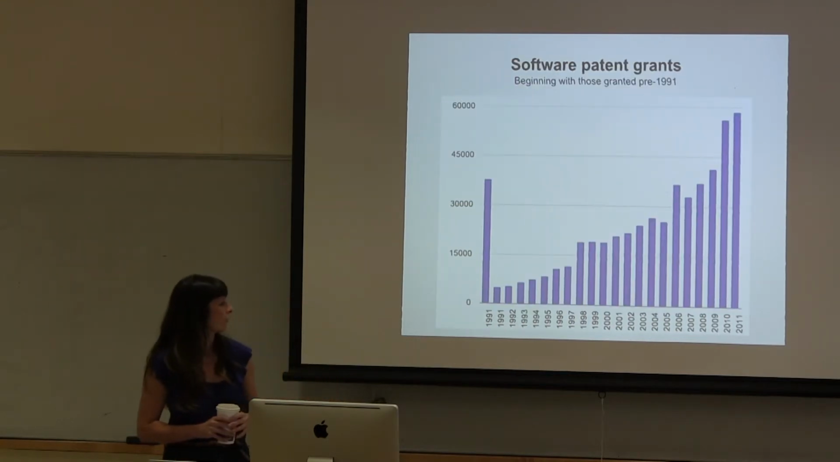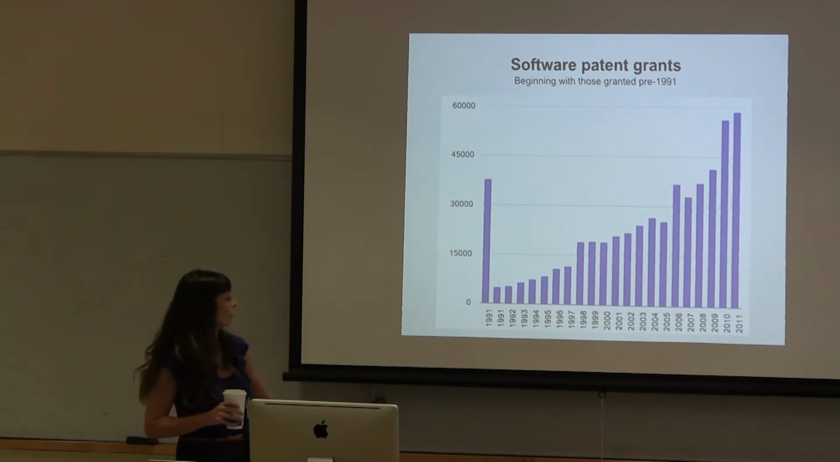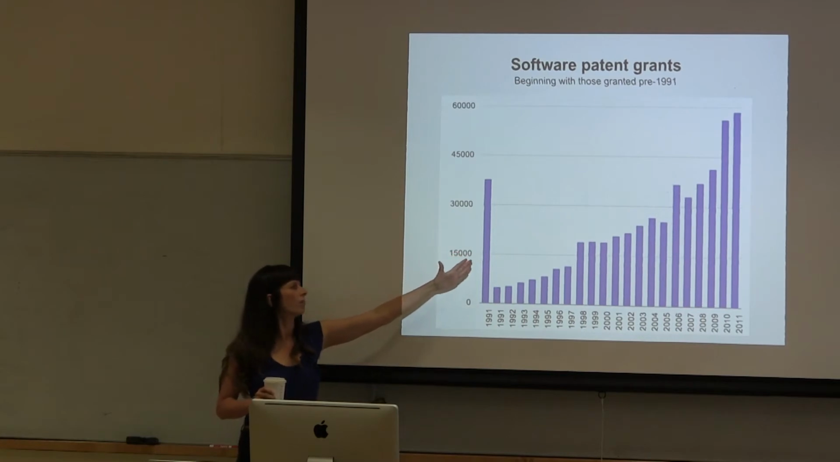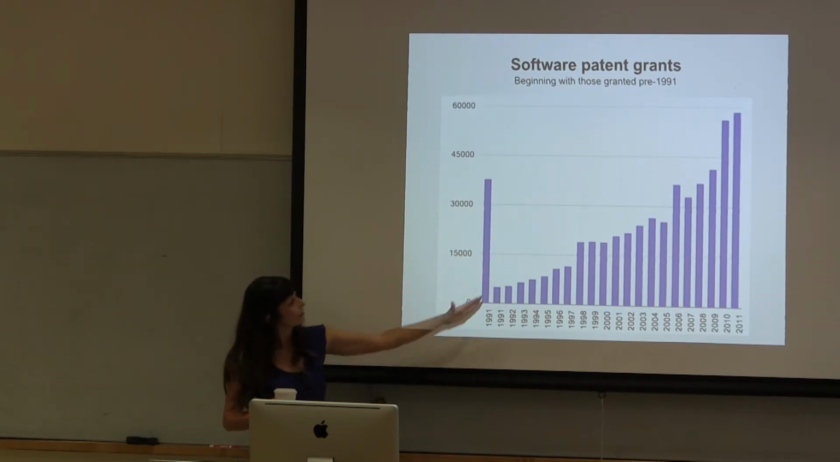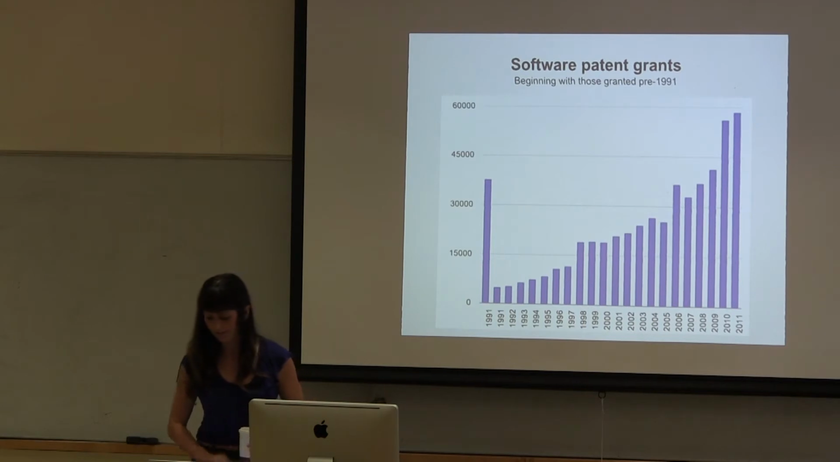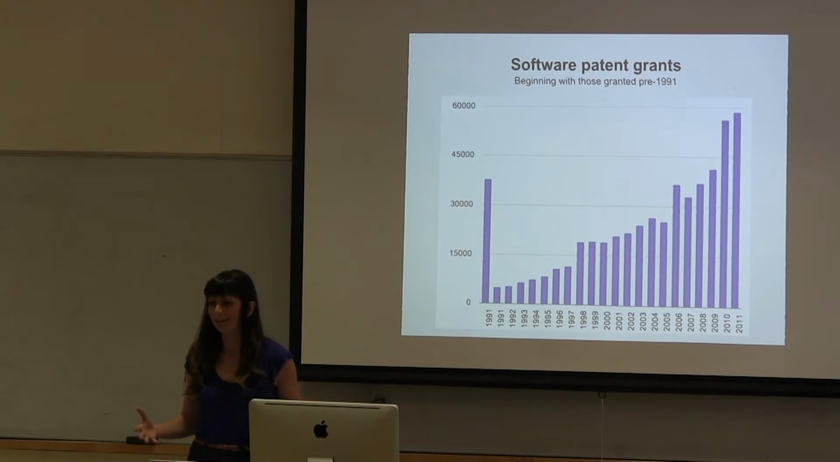And if we go to software, we can see that it's also increasing in the amount of patents that are getting awarded. This just demonstrates the amount of software patents that were awarded pre-1991. But for the most part, we have this very steep increase in software patent grants. So that must mean that we're innovating, right? It's a good thing, right?